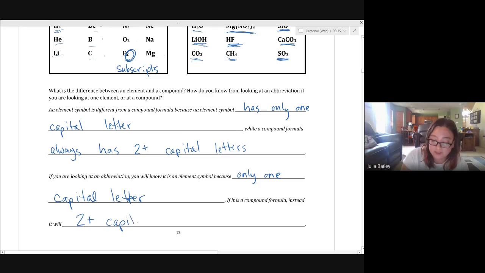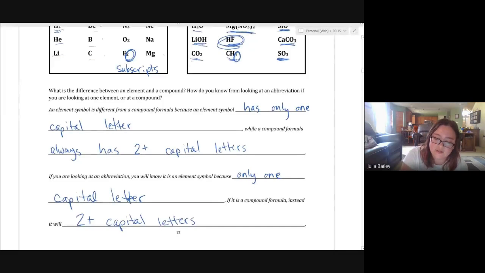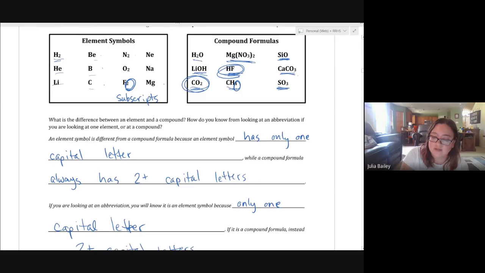Again, for a compound formula, it's possible for there to be no subscripts, like this HF here has no subscripts. It can also have subscripts, like CH4. It can have no lowercase letters, like CO2 here is all capitals. Or there might be some lowercase letters, like calcium carbonate has some lowercase letters. Those things, subscripts and lowercase letters, either being present or absent, will not change if it's an element or a compound. The only way you can tell if it's an element or a compound is to check the capital letters specifically.